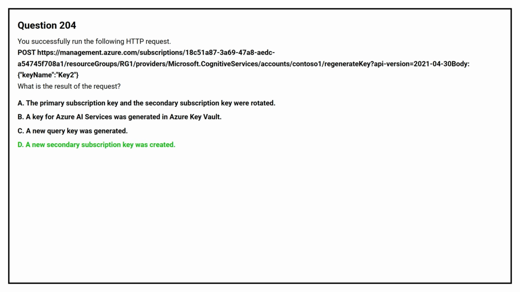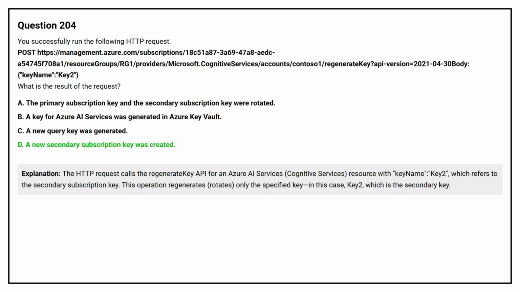The correct answer is Option D, a new secondary subscription key was created. The HTTP request calls the regenerate key API for an Azure AI Services, Cognitive Services, resource with key name key2, which refers to the secondary subscription key. This operation regenerates, rotates, only this specific key, in this case key2, which is the secondary key.